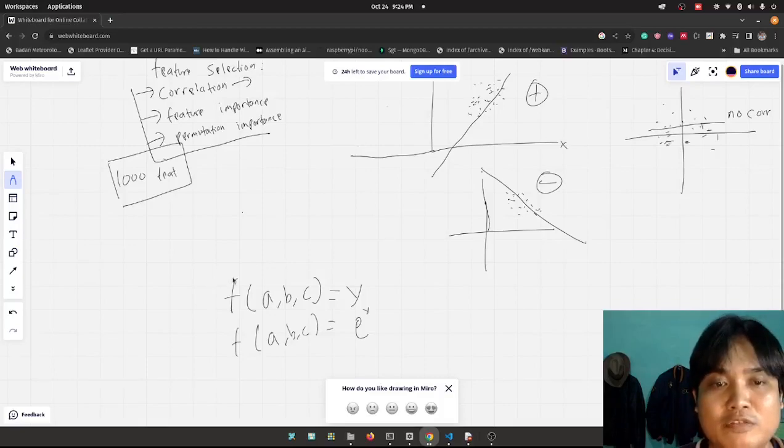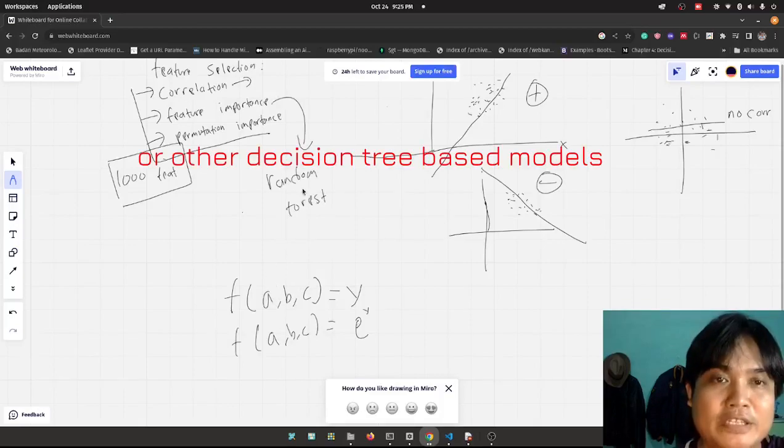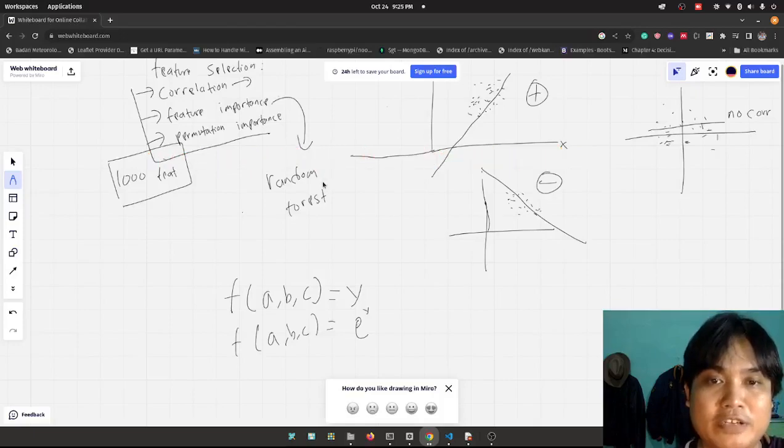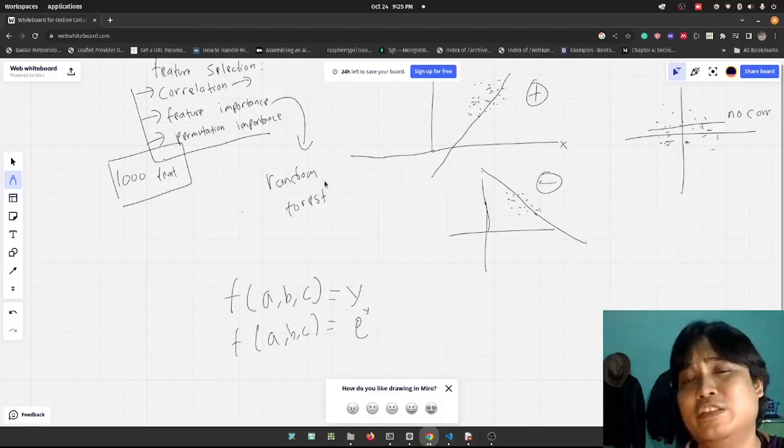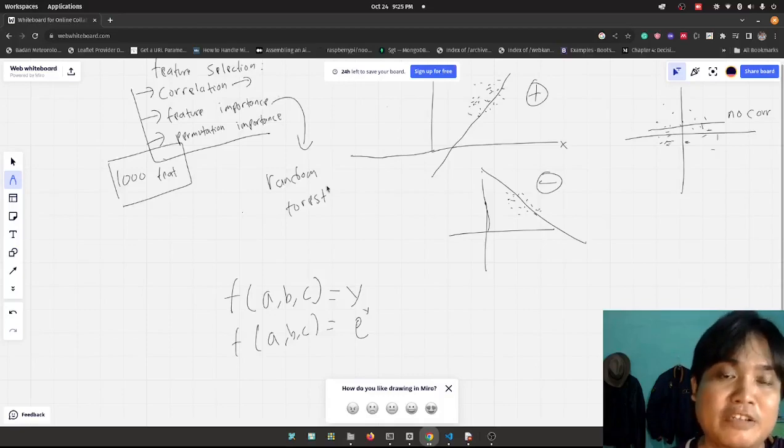The formula to determine feature importance is not like this, but it also messes with the parameters like this. And in random forest, how they determine feature importance is through Gini impurity. The detail is not in this video. Okay, let's just discuss it another time.